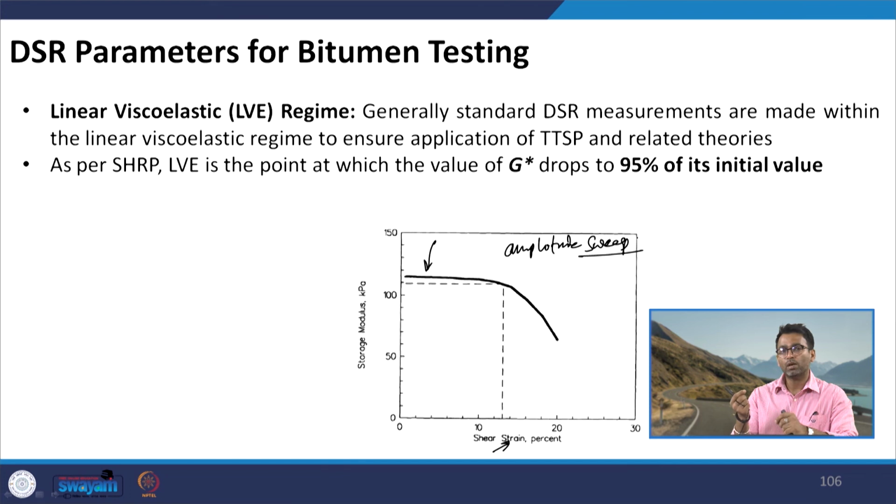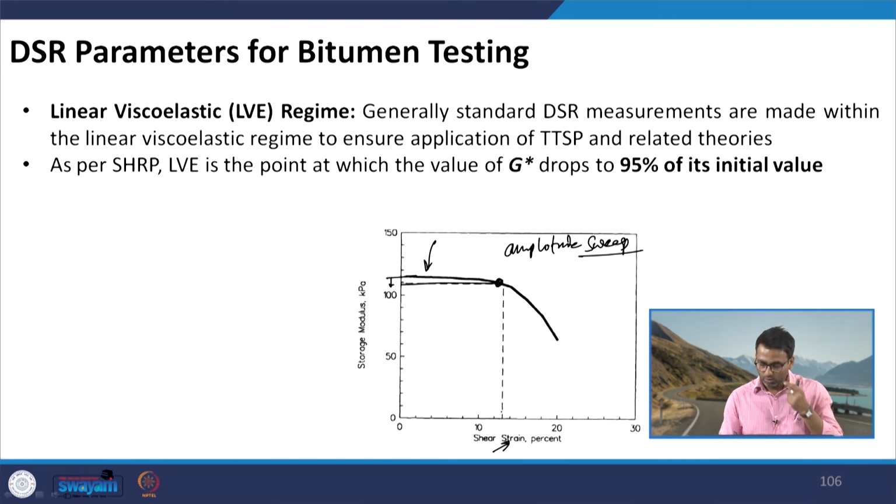It is described up to a point where the G star drops to 95% of its initial value. So, this 5% margin is kept to describe the linear viscoelastic regime. You have to do an amplitude sweep test or a strain sweep test and then plot the variation of stiffness with respect to the strain. It can be a stress also, and then you find out the point at which the value drops to 95% of its initial value.